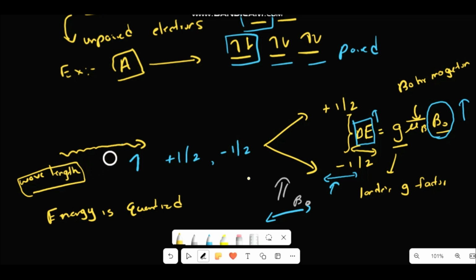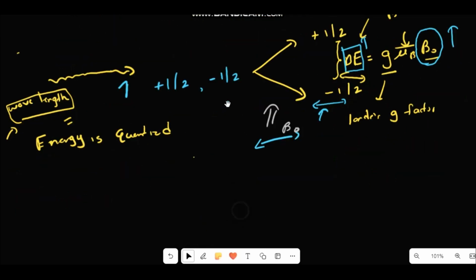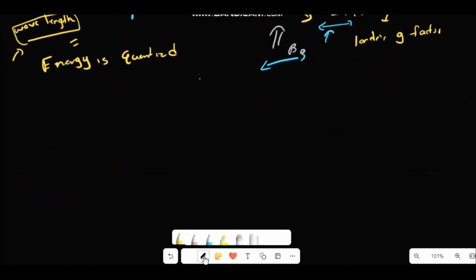So we input some radiation containing some wavelength, and we are going to adjust this wavelength until the sample gives some peak showing it has absorbed. We are going to identify the specific wavelength which the sample absorbs, which is related to this delta E. That's what we are going to do. So our graph will come like this. We will have some absorption peak like this. This is the absorption peak.